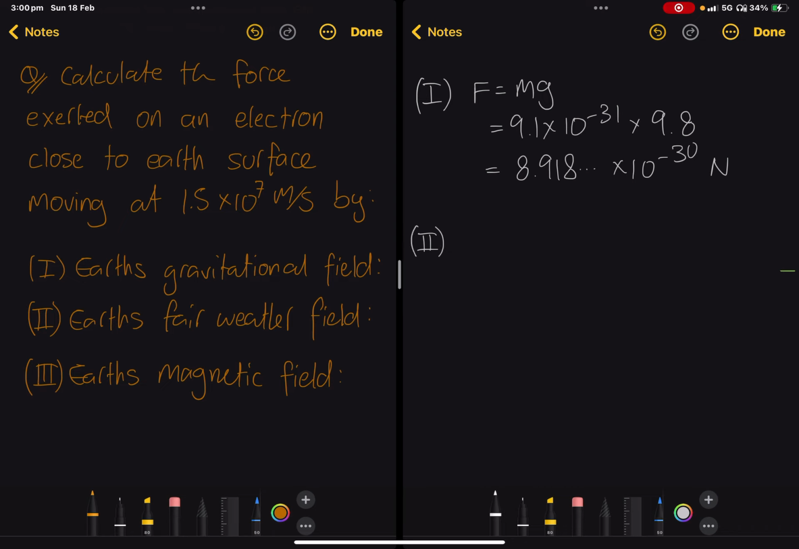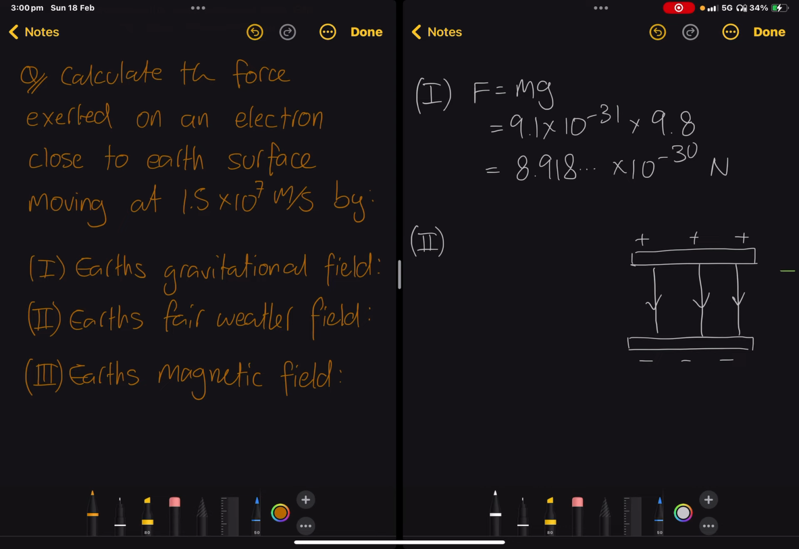Now we need to calculate the force exerted on the electron by the fair weather field. When we're calculating the force here, we have to make sure that we're orienting the fair weather field in the correct way. The Earth's weather field does change orientation depending on the weather. So if it's particularly stormy, the direction of the field is different than if it's not. So the fair weather field normally goes down. We'll draw a little diagram here. Fair weather field: normally negative charged on the surface, positive charged in the higher levels of the atmosphere. So we have a downwards direction here.